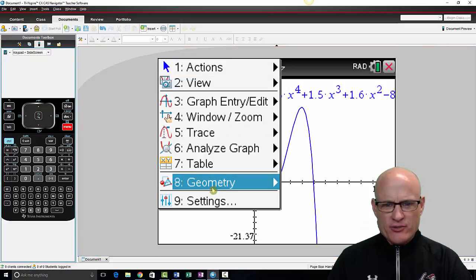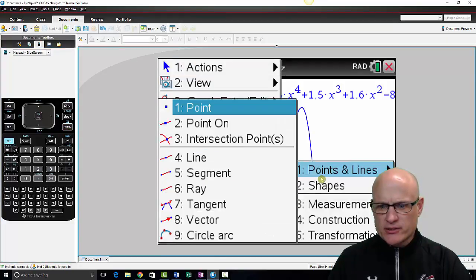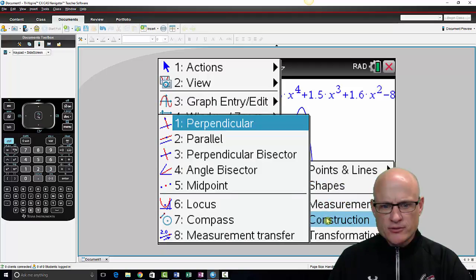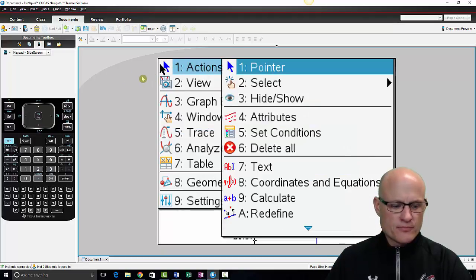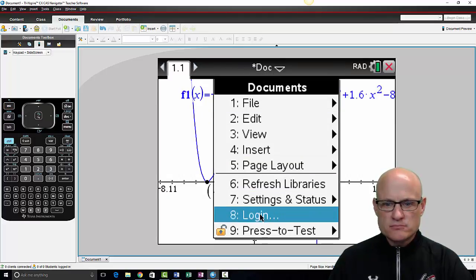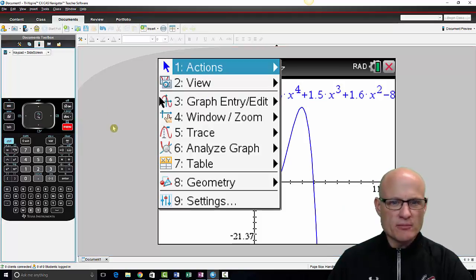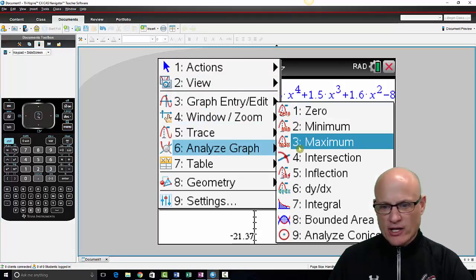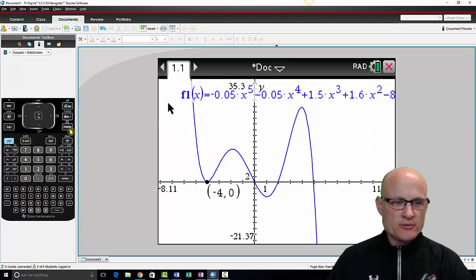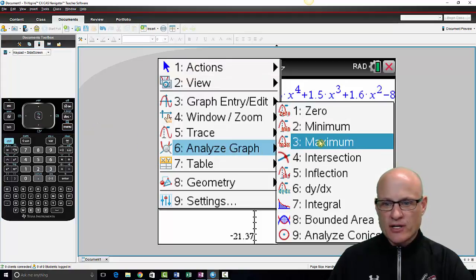I think there's a way. Menu, geometry. I know there's a way. Thought there was a way. Menu. Whatever. Let's just go analyze graph, 0. Click. Click. Oops. Shoot. Menu. Analyze graph. I'm looking for a max.